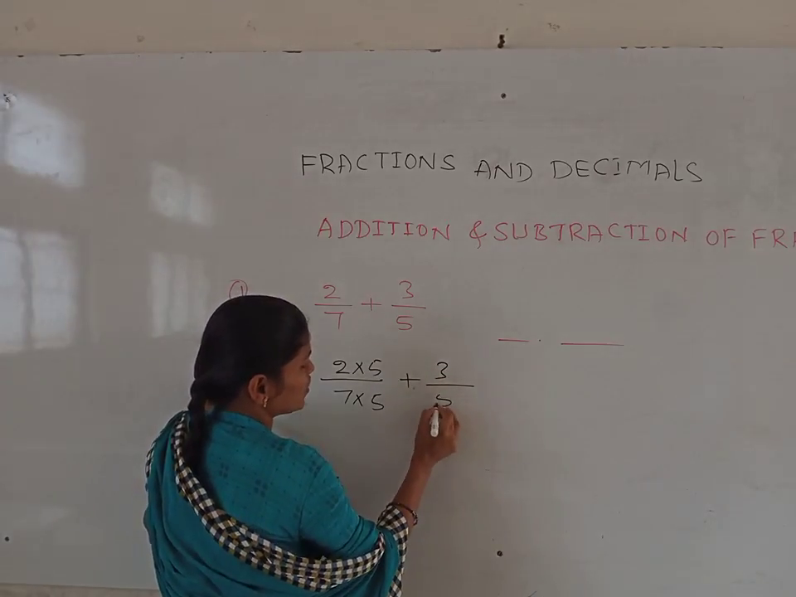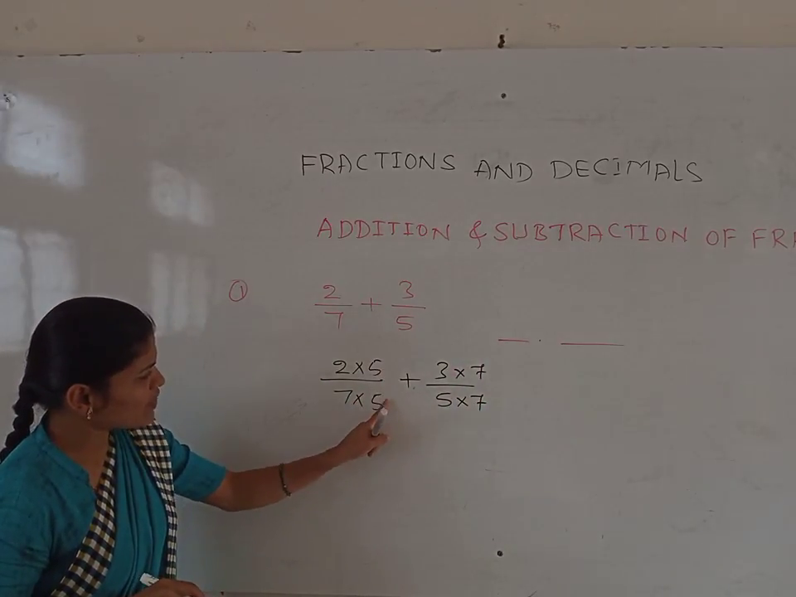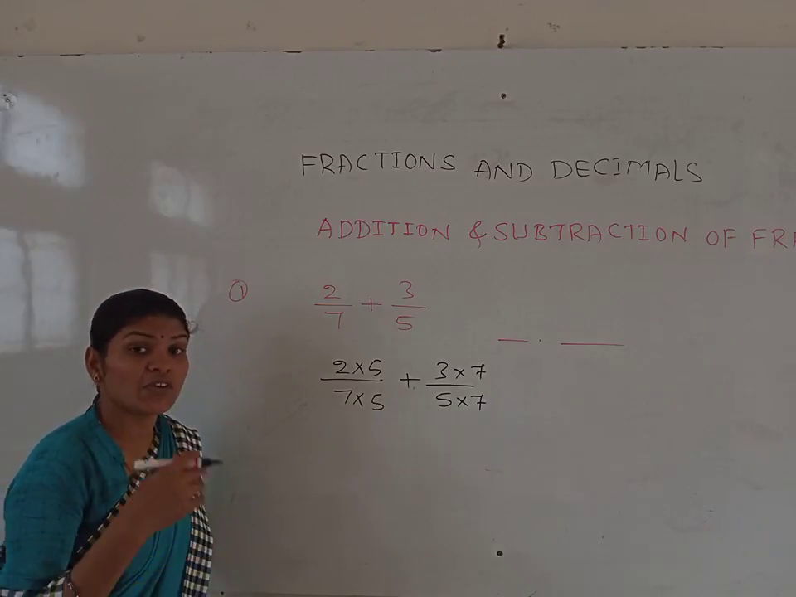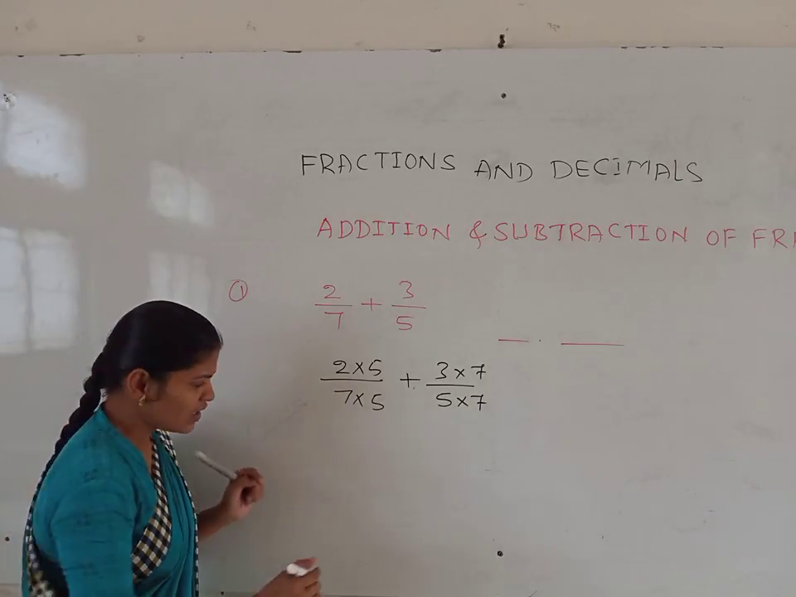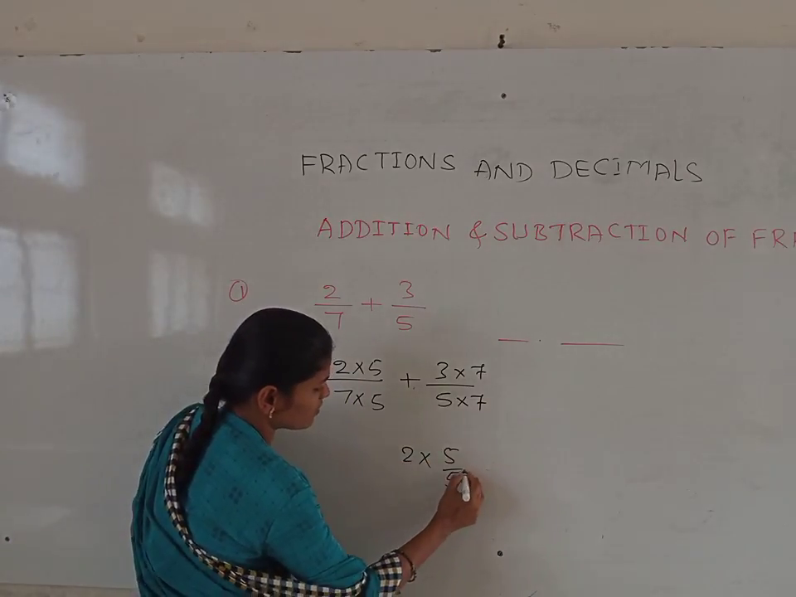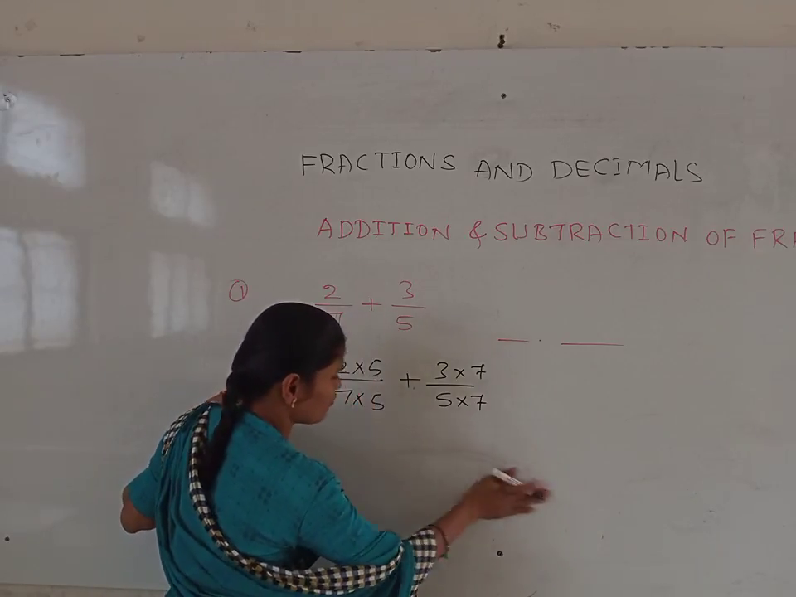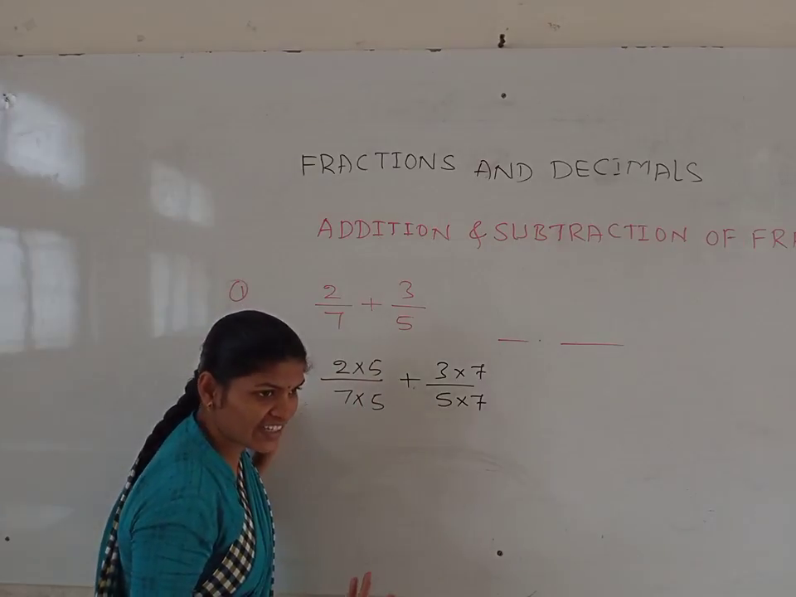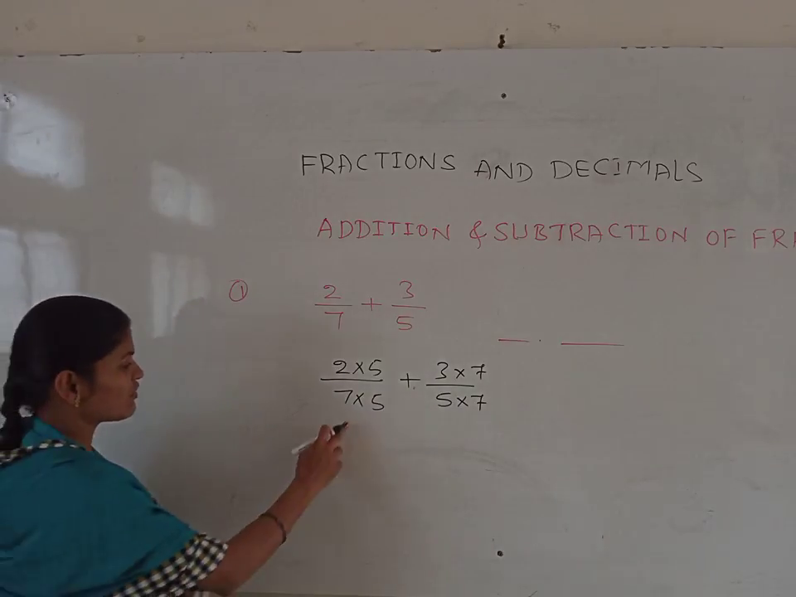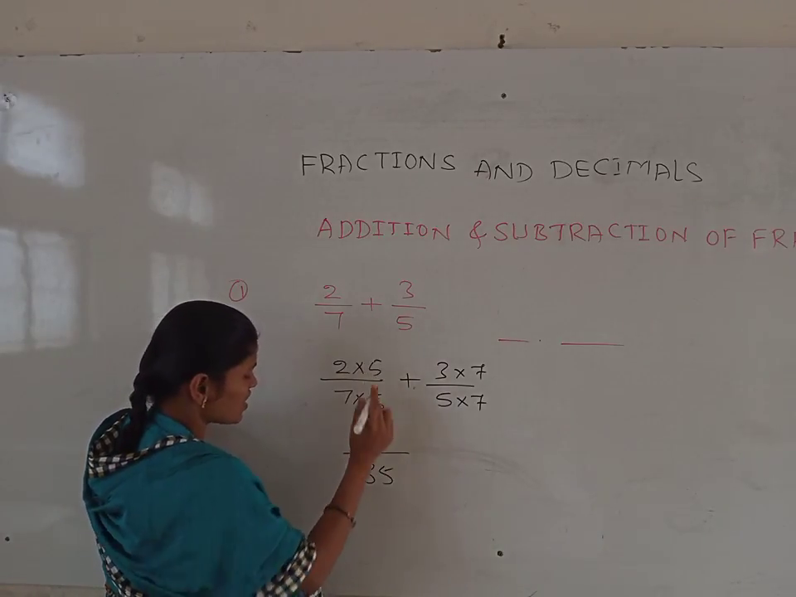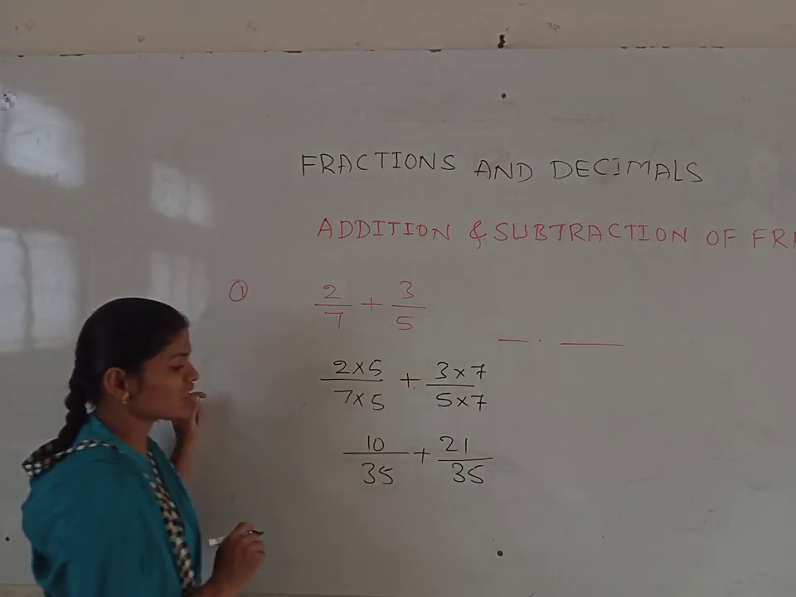Plus, 5 times how much is 35? 5 times 7 is 35. If you multiply and divide by the same number for any one of the fractions, the value is not altered. For example, 2 into 5 by 5. The 5s cancel. Again your answer is 2 itself. In the same way, we have to write equivalent fractions with the denominator as 35. Now 7 times 5 is 35, 2 times 5 is 10, plus 3 times 7 is 21, 5 times 7 is 35.